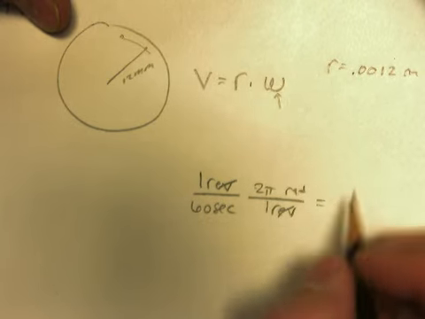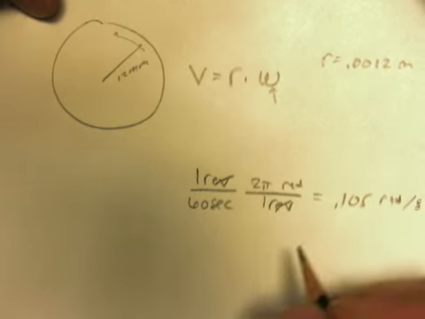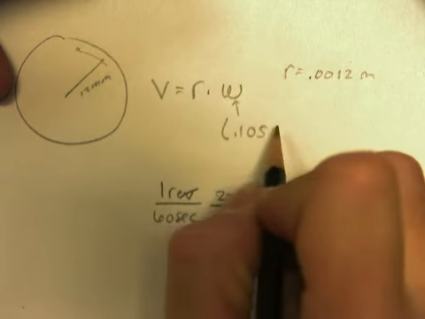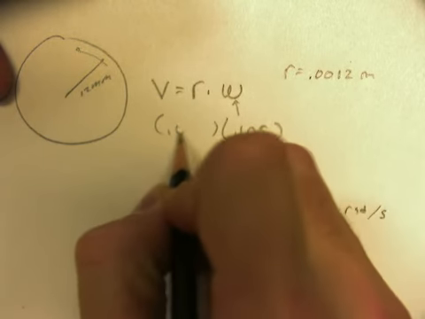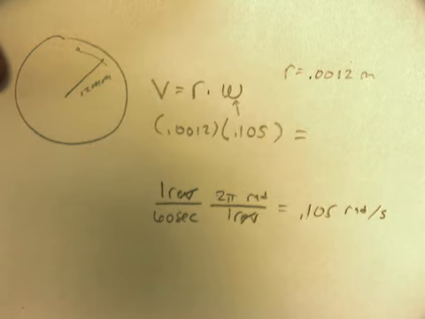That's 0.105 radians per second. So there's my angular velocity, and my radius is 0.0012. I can find my velocity now by multiplying them.